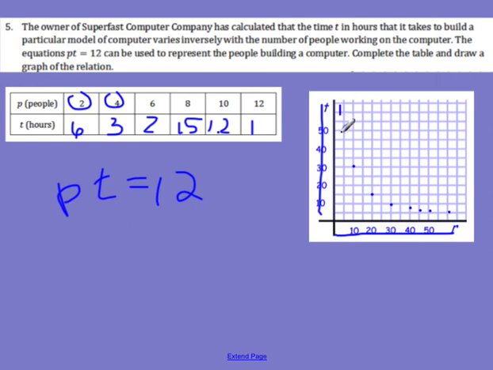So then we're going to go ahead and slope that down. So notice that this one only has the first quadrant. It doesn't have the bottom part of the graph. That's because it's a word problem and negative people and negative time don't make sense.